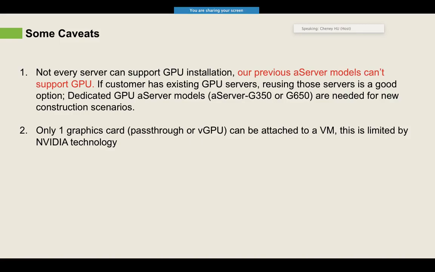And the second caution that you need to keep in mind is that currently you can only attach or assign one graphics card to a VM. You cannot assign multiple GPU cards to a VM, no matter whether it's pass-through or VGPU mode. This was limited by NVIDIA, and I heard that NVIDIA has already lifted this restriction. Maybe in the future we will also lift the restriction for a single graphics card to be attached to a single VM. After the restriction is lifted, we may be able to support multiple graphics cards to a single VM.